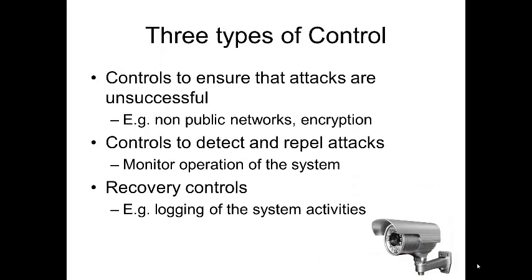So how do you control things? Well, there are three types of controls. One is controls to ensure the attacks are unsuccessful. For example, non-public networks. If it's not connected to the internet, it's a little more difficult to break into. Encryption basically can prevent people from getting into your data or from decoding what your data actually says. Controls to detect and repel attacks, monitoring operation of the system and repelling attacks, and recovery controls, logging of the system activities to return to a previous state so that things aren't corrupted.